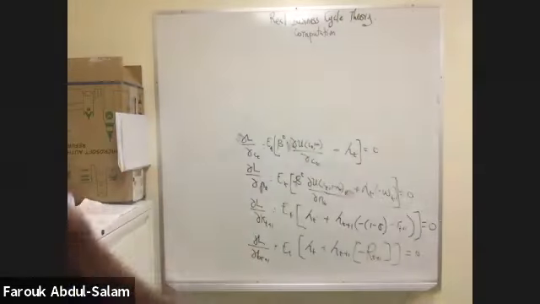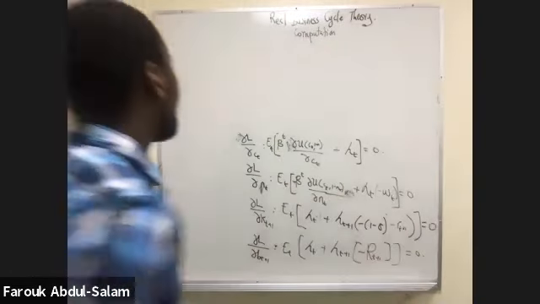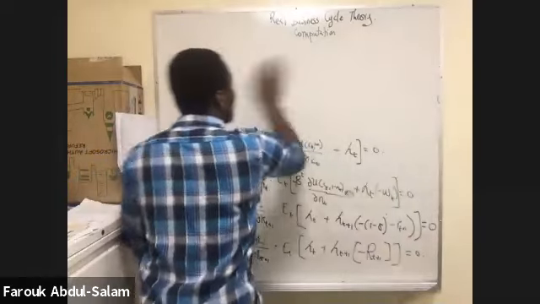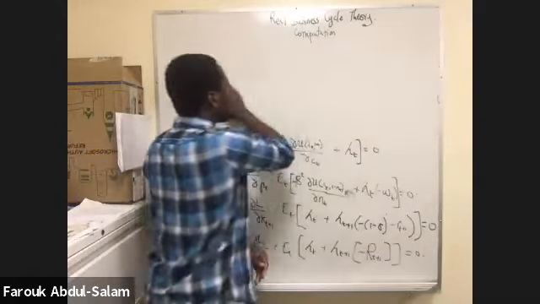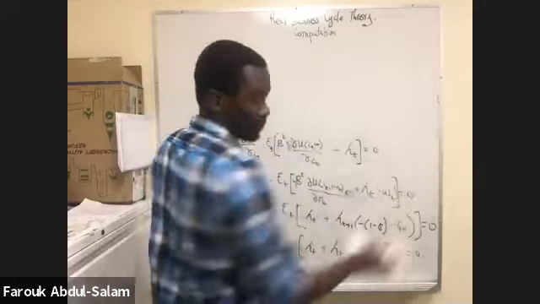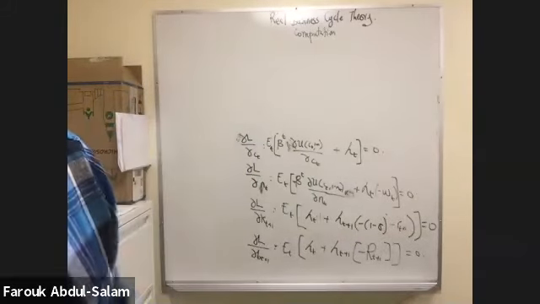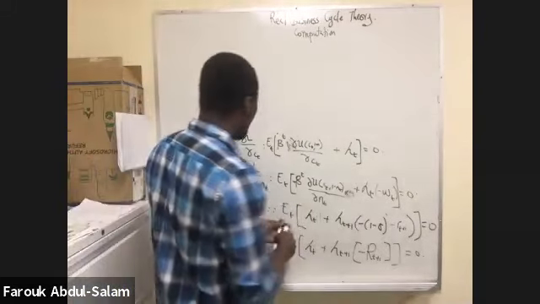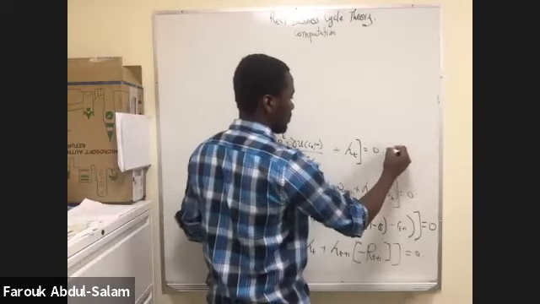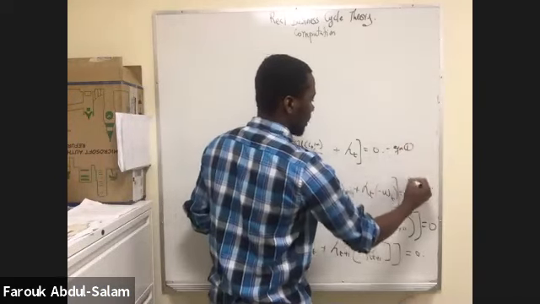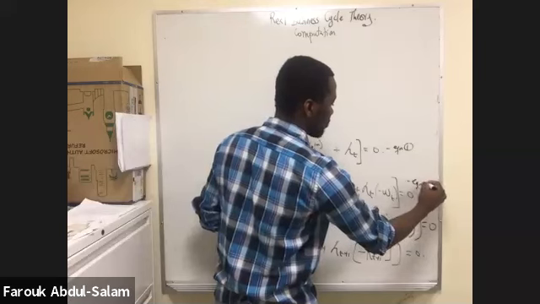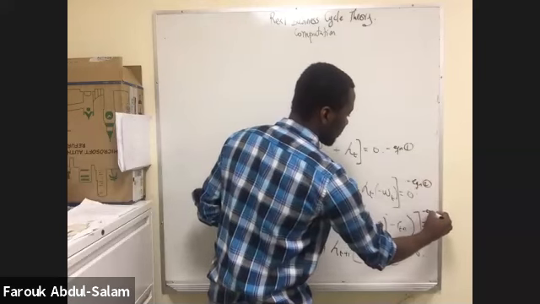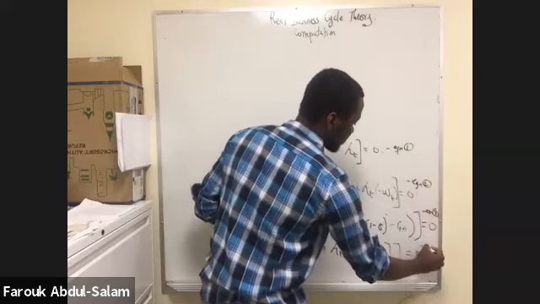So we are just going to play around with the equations that we have here, starting from equation 1. I call this guy equation 1, I call this guy equation 2, I call this guy equation 3, and this is equation 4.